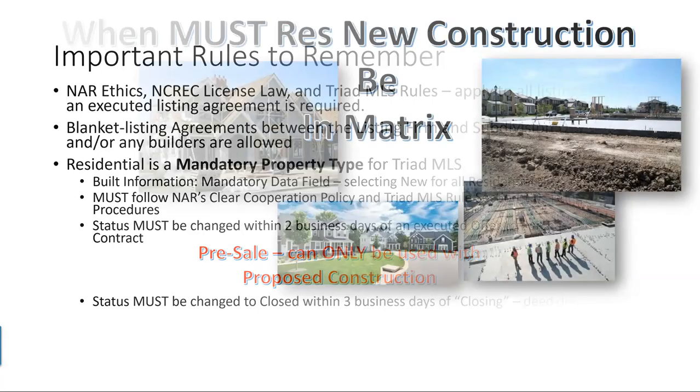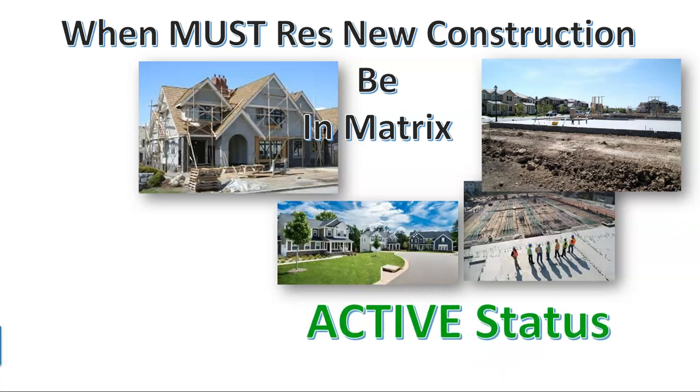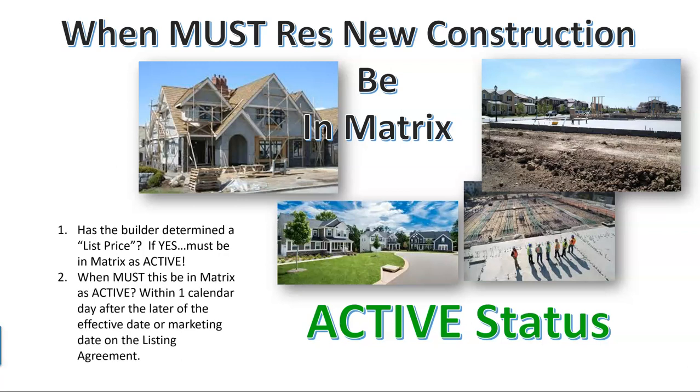To be very clear on the question of when must residential new construction be in Matrix in an active status, has the builder determined a list price? If yes, that listing must be in Matrix as an active listing. When must this be in the Matrix system as active? Within 1 calendar day after the latter of the effective date or the marketing date of the listing agreement.